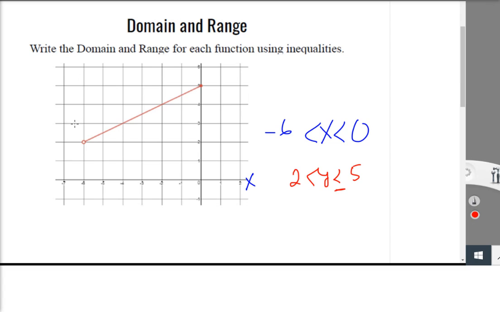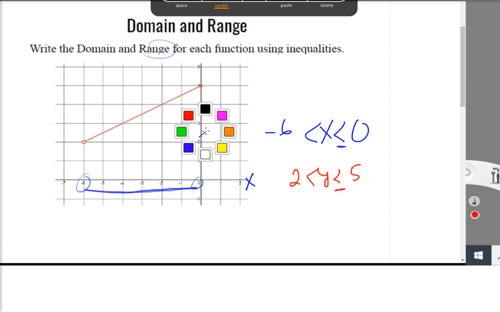Also this one, the range. We're going to reference the x-axis. I'm sorry, the domain is the x-axis. So the domain is from -6 to 0. Okay? And we're including 0. We're not including -6. The range is the y-axis.